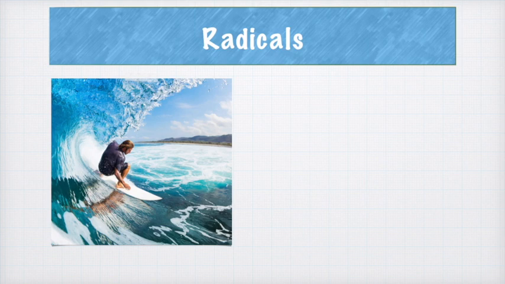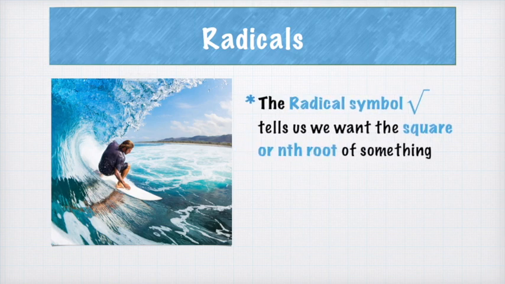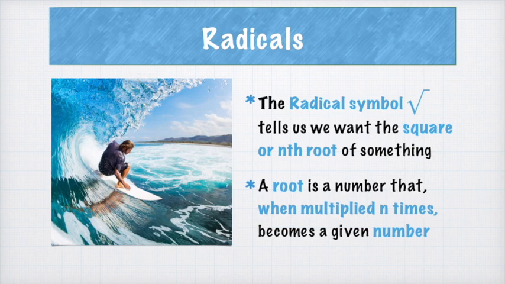So radicals. The radical symbol, which is that square root, tells us that we want the square or nth root of something. Now, a root just means something like if you were to multiply it by itself that number of times, you'll get a given number. So for example, 2 times 2 is equal to 4, so the square root of 4 is equal to 2, because when you take 2 and square it, you'll get 4 out.